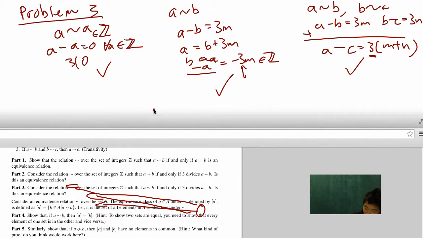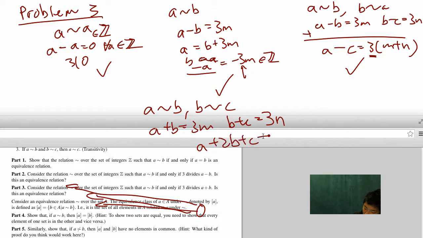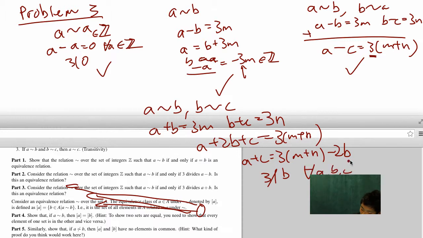For part 3, I actually proved this by transitivity when I first did this homework, so why don't we try that? You assume again, you have A to B, B to C, so then now you have A plus B equals 3m, B plus C equals 3n, and notice that there's no simple addition here, so you end up with A plus 2B plus C equals 3 times m plus n, and A plus C equals 3 times m plus n minus 2B. Now, if B is not divisible by 3, then this fails, but we need to do this for all A, B, C in the integers, so obviously this whole thing fails. And so for part 3, there is no equivalence relation.